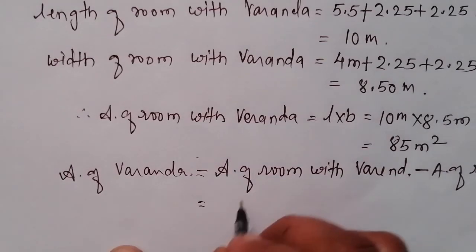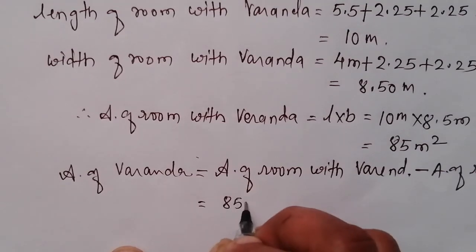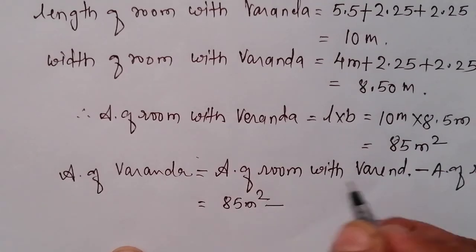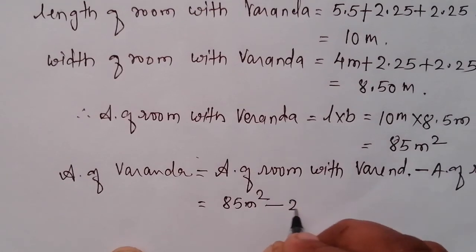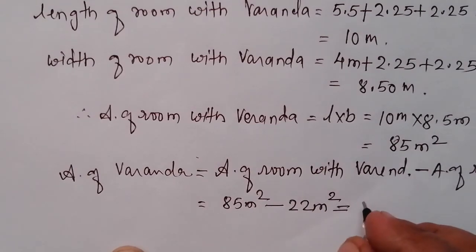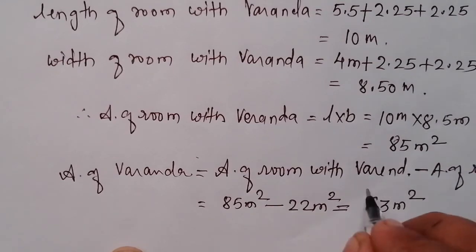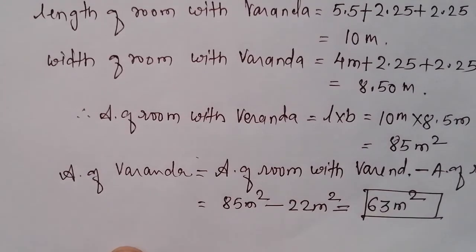Now this is 85 meter square minus 22 meter square, which is equal to 63 meter square. Now this is the area of the veranda. Now the rate for the cementing of the floor of the veranda is given.